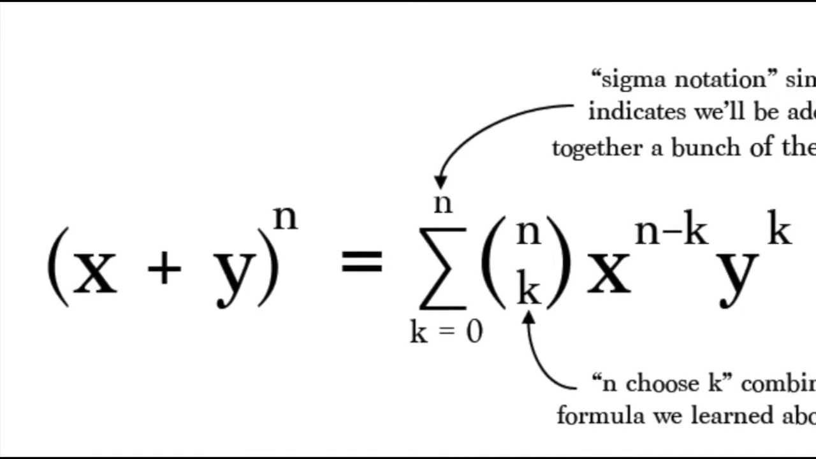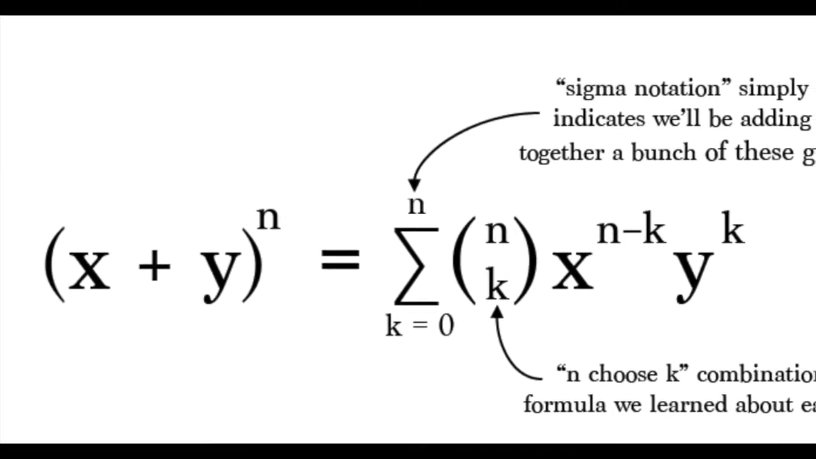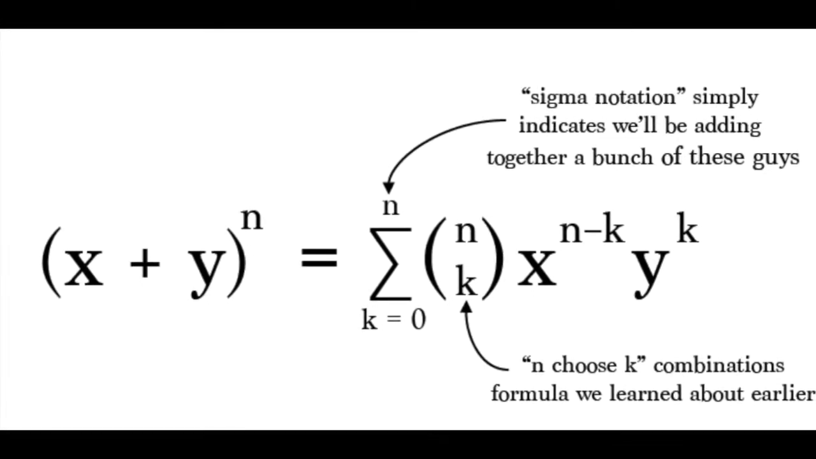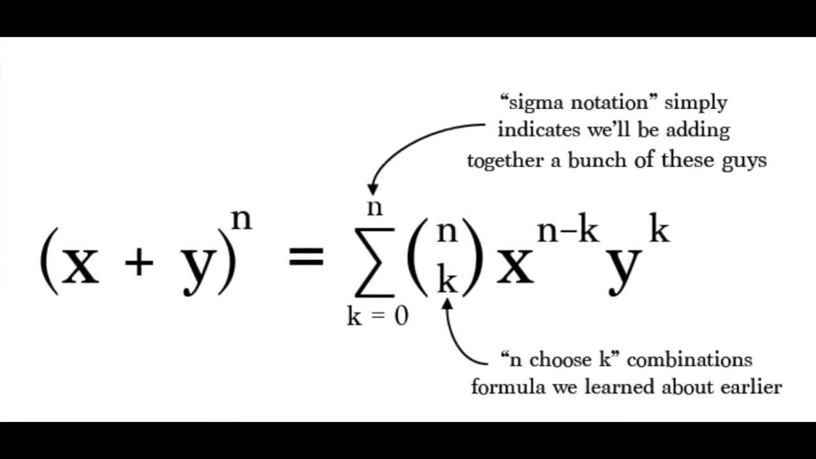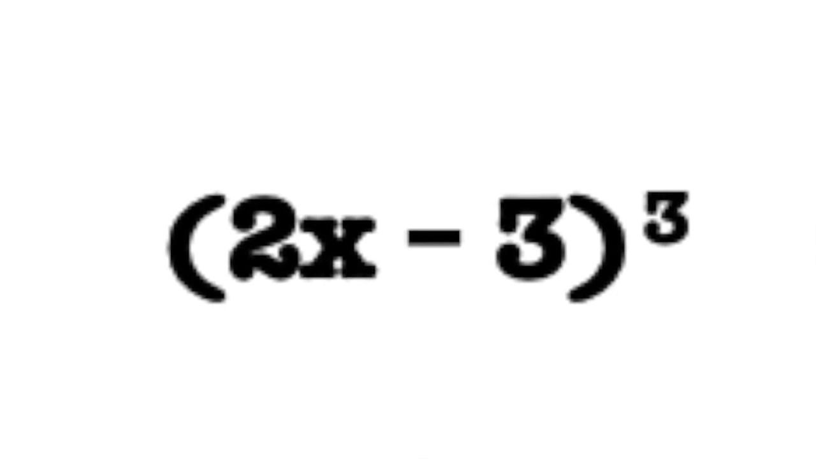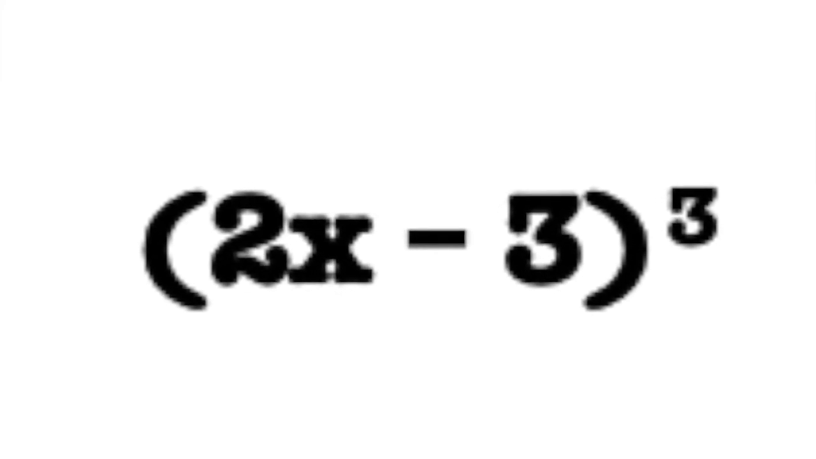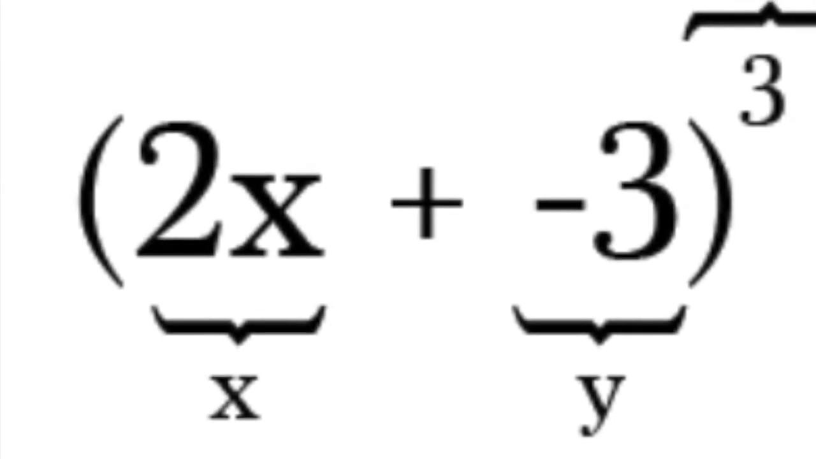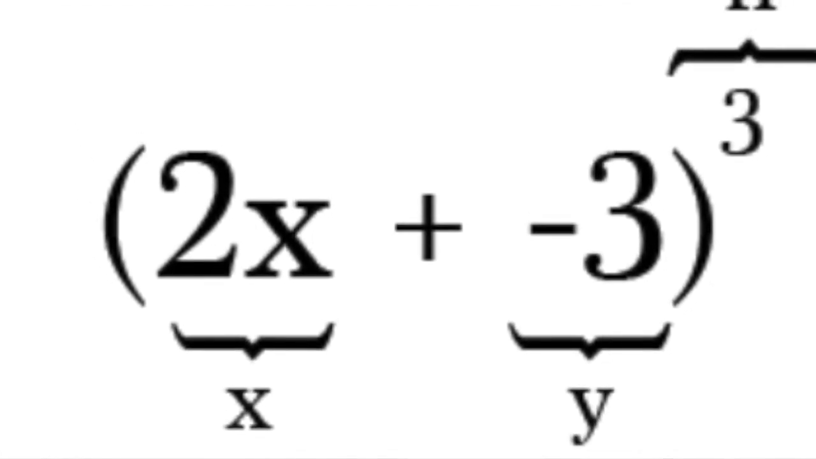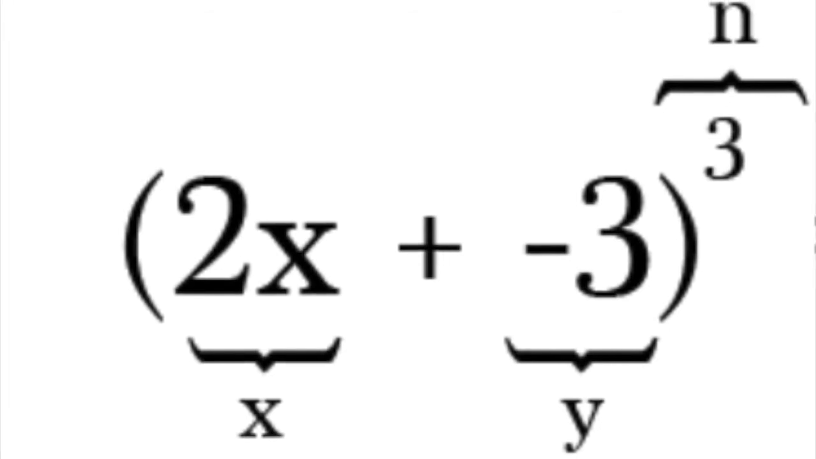We can generalize the idea from expanding binomials with Pascal's triangle into a more usable form. This is called the Binomial Theorem. Let's try 2x minus 3 to the 3rd power to see how the Binomial Theorem is used. x equals 2x, y equals negative 3, n equals 3, and k is the integers from 0 to 3.